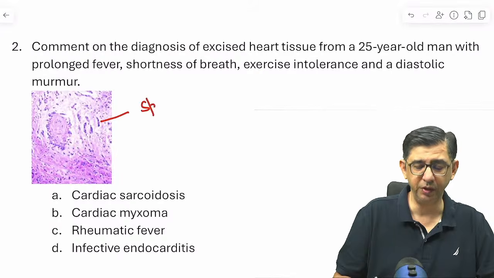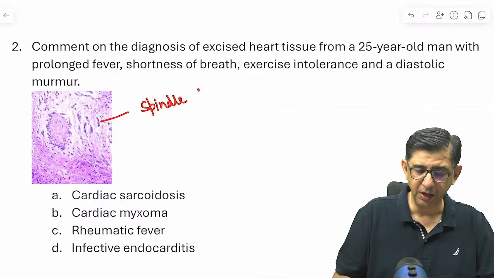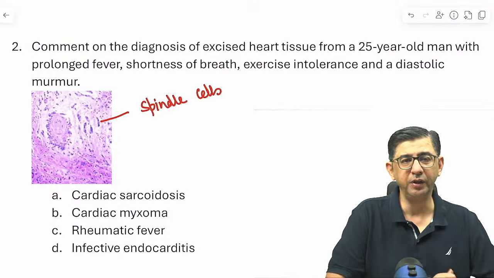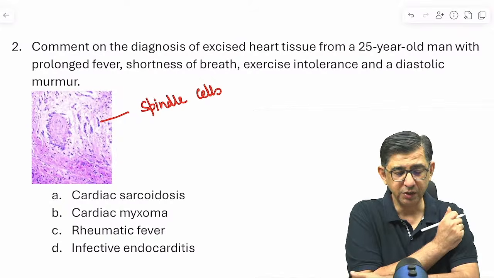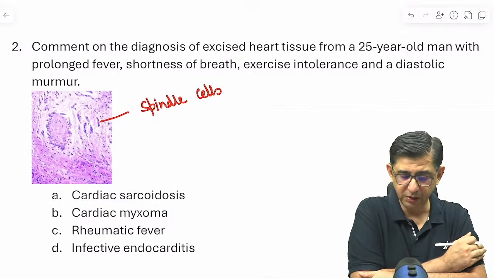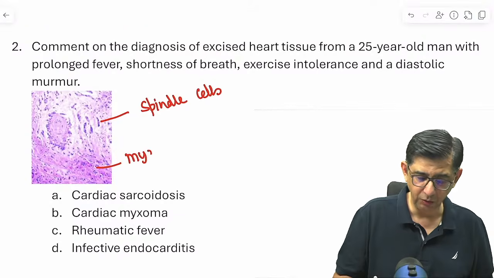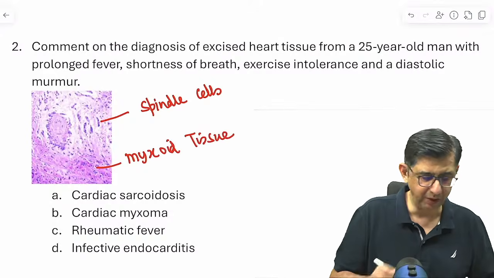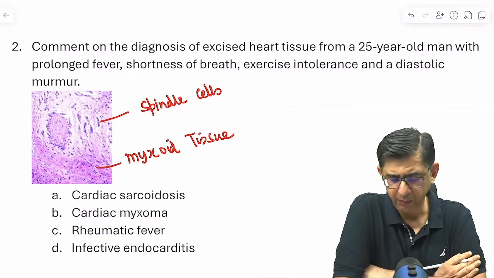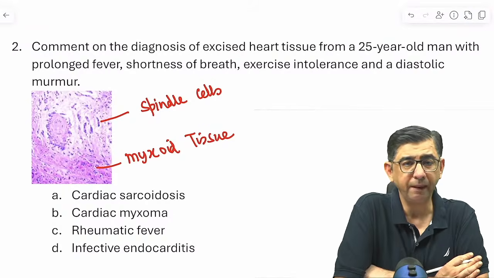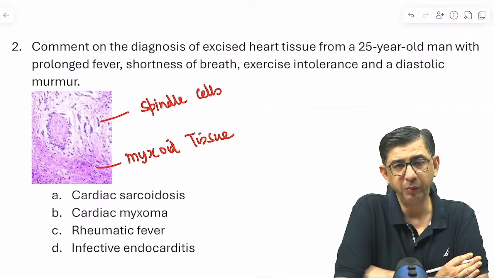The moment you see the spindle cells present, obviously, initially, you might think that there might be presence of Aschoff nodules as well. But the moment you pick up these myxoid, a lot of connective tissue present. So I can say a lot of myxoid tissue is present at the bottom. Then there are spindle cells that are present. So that would mean that the person would be having a cardiac myxoma, and cardiac myxoma will contribute to blockage.